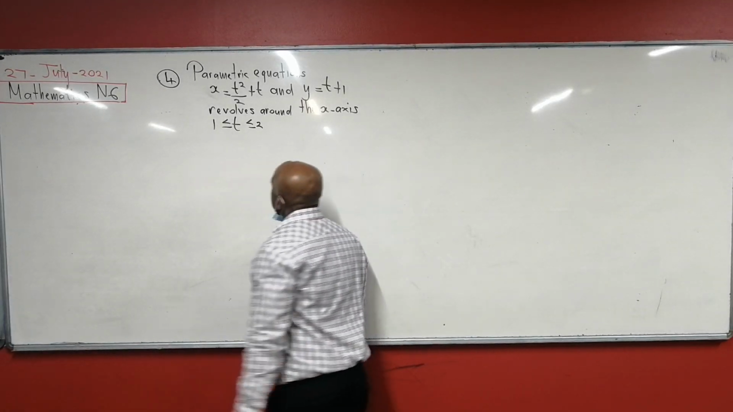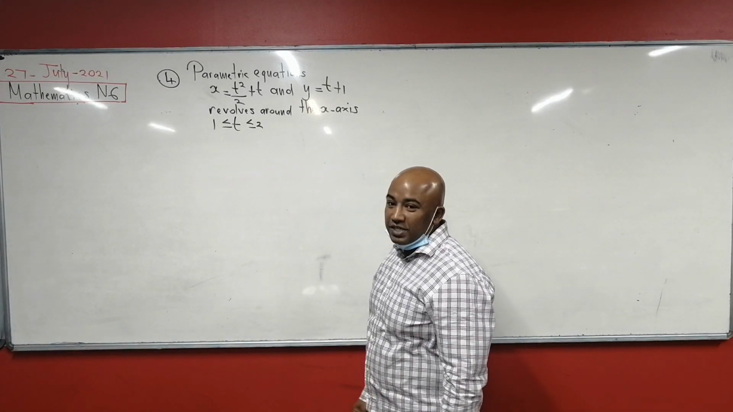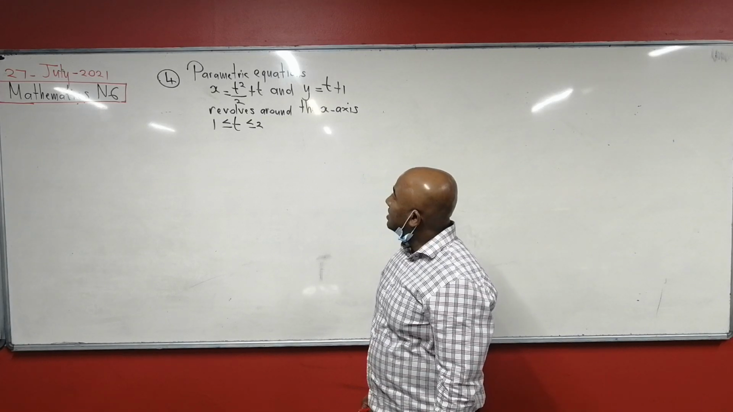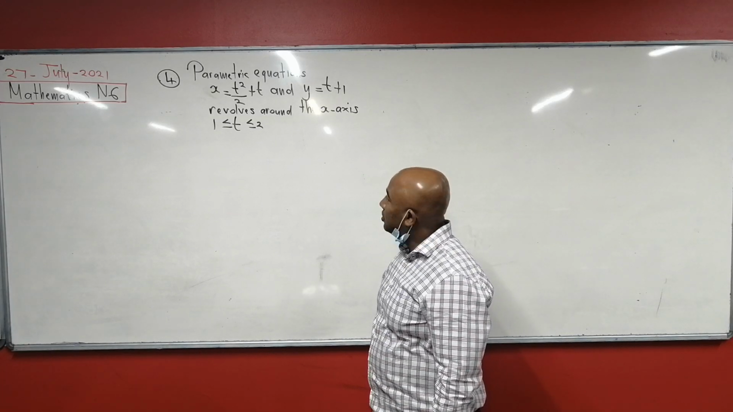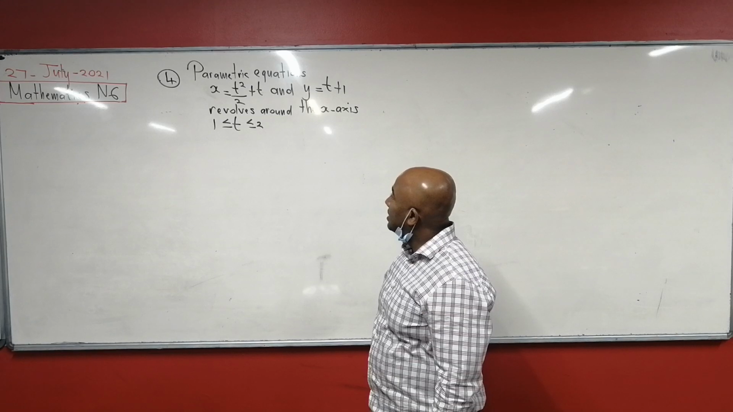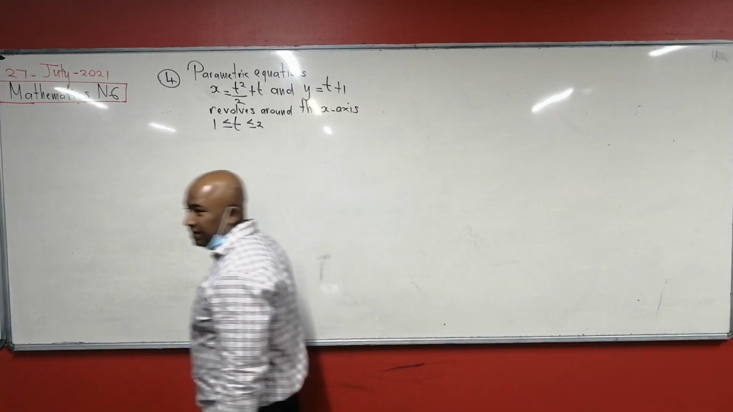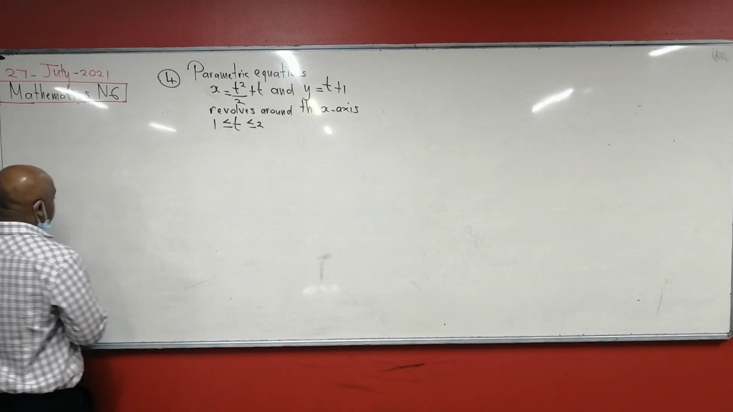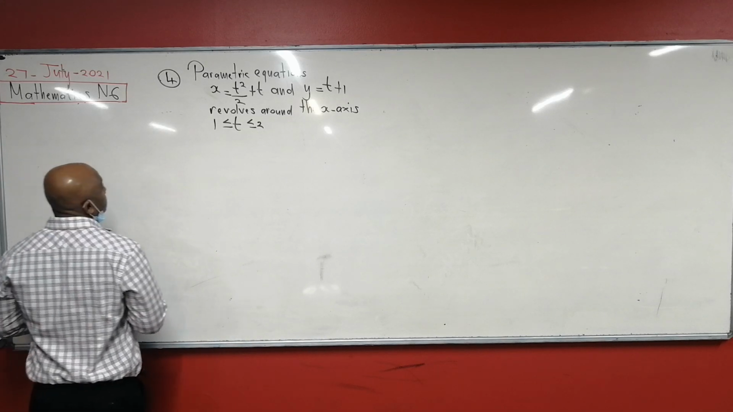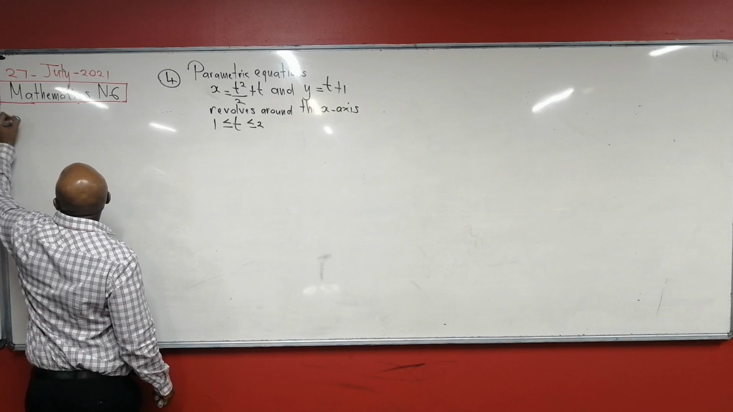Right, so let's deal with the next one. We've got parametric equations again. x is equal to t squared over 2 plus t, y is equal to t plus 1. Let's differentiate and substitute. Let me just write that down.